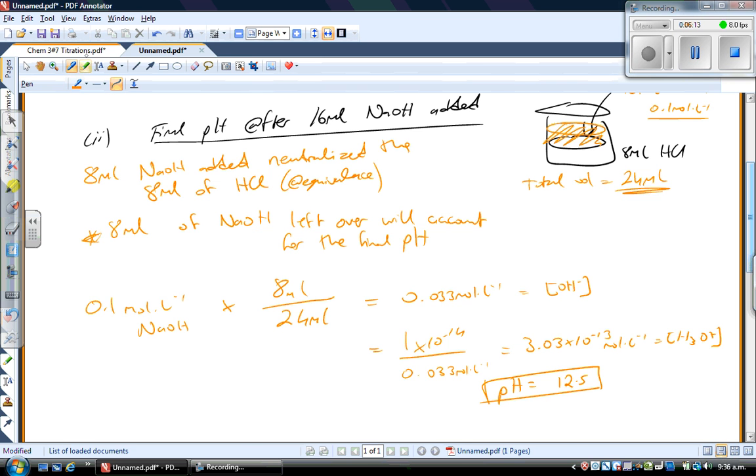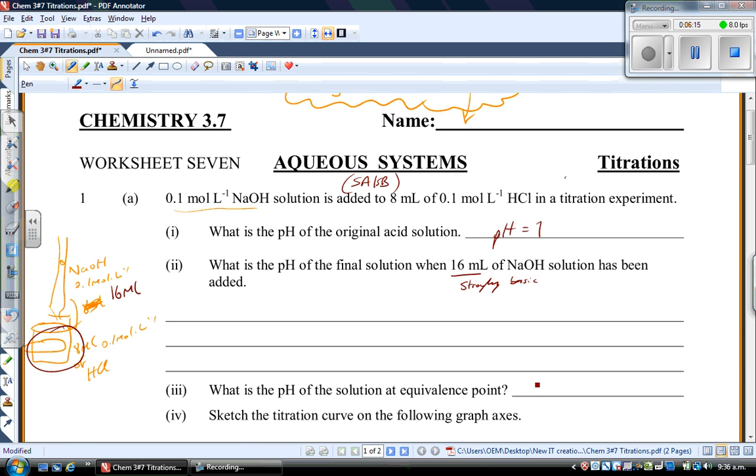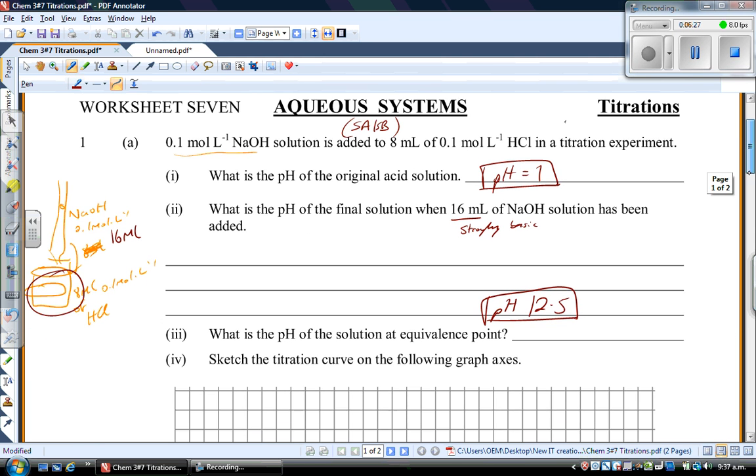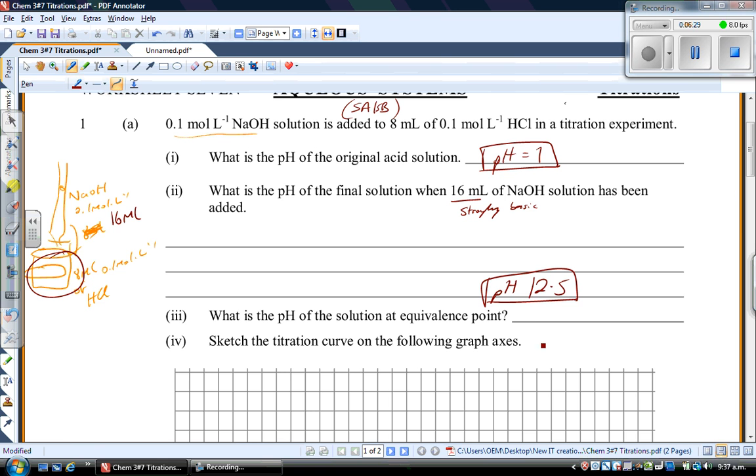Let's return then to our question sheet. So the answer to this was 12.5, pH of 12.5. We're building up some pH values here which are going to help us to draw a titration curve for this titration in a few minutes. The next question is, what is the pH of the solution at equivalence point?